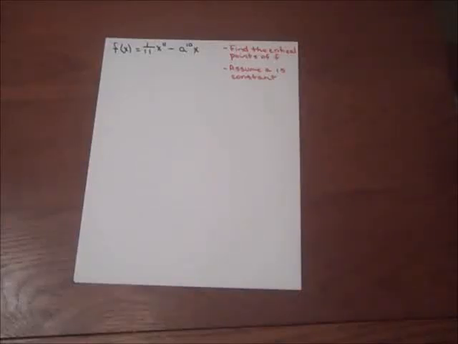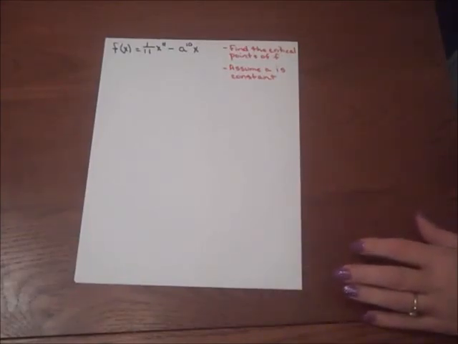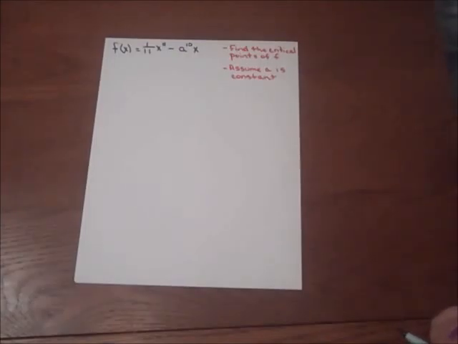For this video example, we will be looking at online homework objective 62, problem number 5. In the problem, we're asked to find the critical points of f and assume a is constant. To find the critical points, we will first differentiate the function with respect to x, and our function is f of x equals 1/11th x to the 11th minus a to the 10th x.